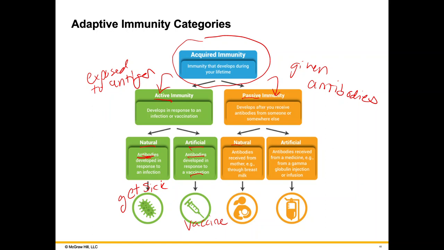In our natural passive immunity, our antibodies will be given naturally through breast milk, essentially from mom, because there are lots of antibodies and lots of other components that are found in breast milk that will boost the infant's immune system, such as this. And then in the artificial passive immunity, we're giving antibodies in a non-natural way. So, for example, giving someone antibodies to help them fight an infection, such as gamma globulin, that's an antibody.